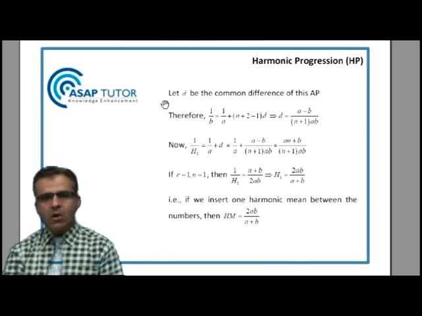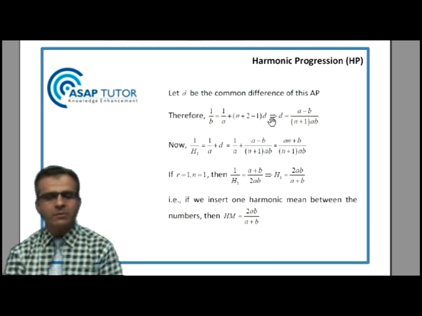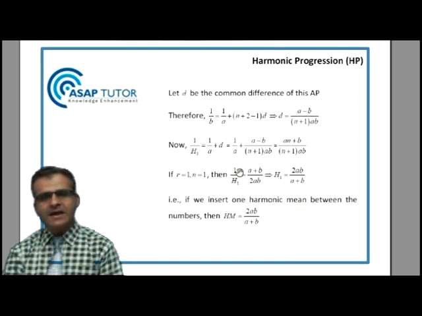Now here, if D is the common difference of the corresponding AP, then 1 over b will be equal to 1 over a plus (n plus 2 minus 1) into D, using the formula for the AP. Solving it, we get D is equal to (a minus b) over (n plus 1) into ab. Similarly, if we know the value of D and the first term, we can find the value of H1, because H1 is the second term of the harmonic progression.